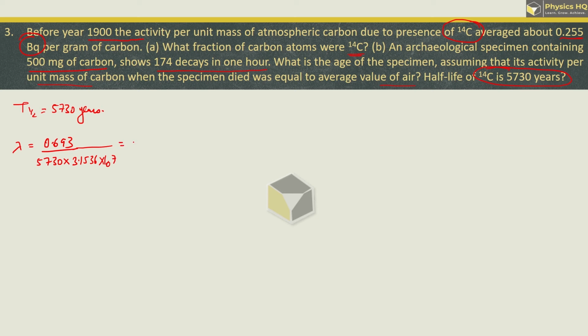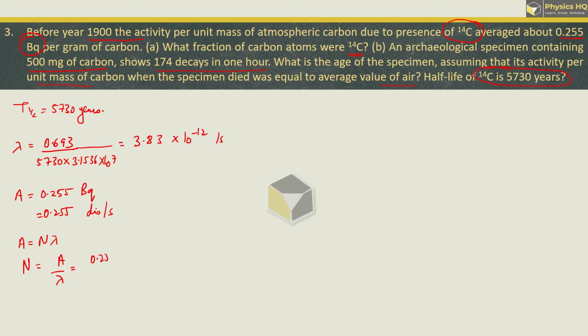This will come somewhere around 3.83 into 10 raised to minus 12 per second. Now, the activity which was there was 0.255 becquerel per gram, or you can say this is 0.255 disintegrations per second per gram. So we can find out the number of atoms over here. Activity is given as N into lambda. So the number of atoms N is equal to activity by lambda.